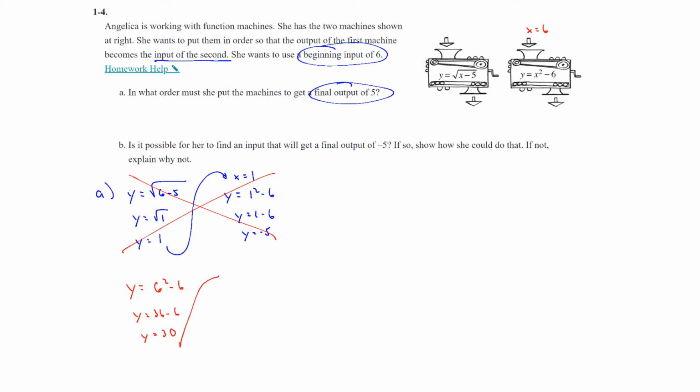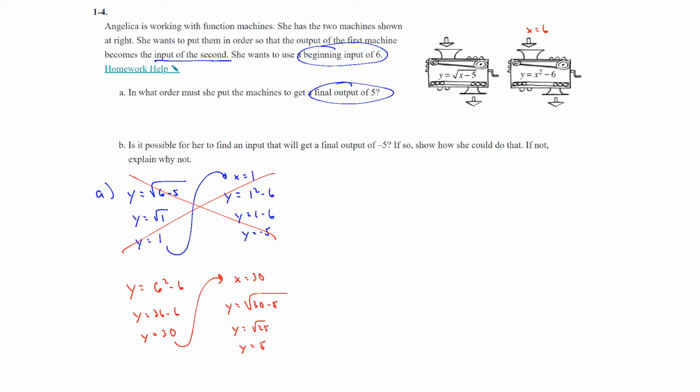Once again, we'll take that and plug it back into the first machine as x equals 30. And so now we get y equals the square root of 30 minus 5. And that's the square root of 25. And the square root of 25 is 5. And that's what we're looking for, a final output.